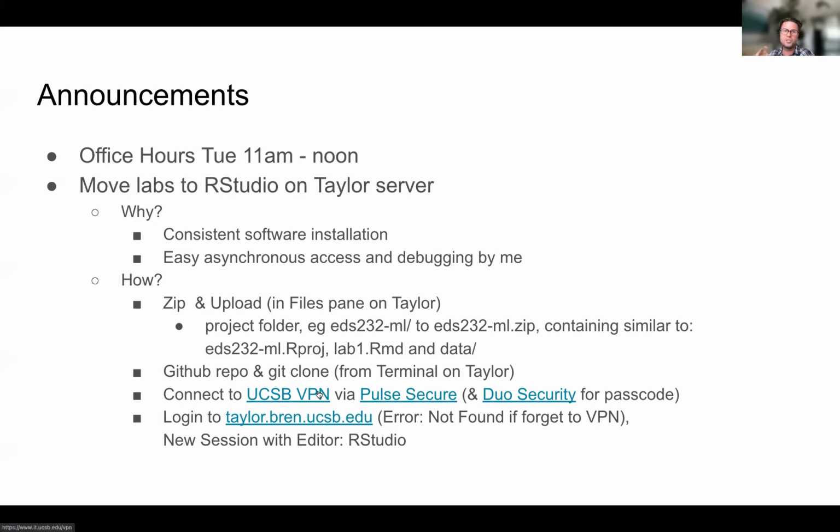And then to connect to Taylor, you do have to be on the UCSB VPN. If you're not, then this URL shows up as not found. So you need to install this software on your machine, Pulse Secure, and then have to do a security check on your phone probably. And then that will let you in.